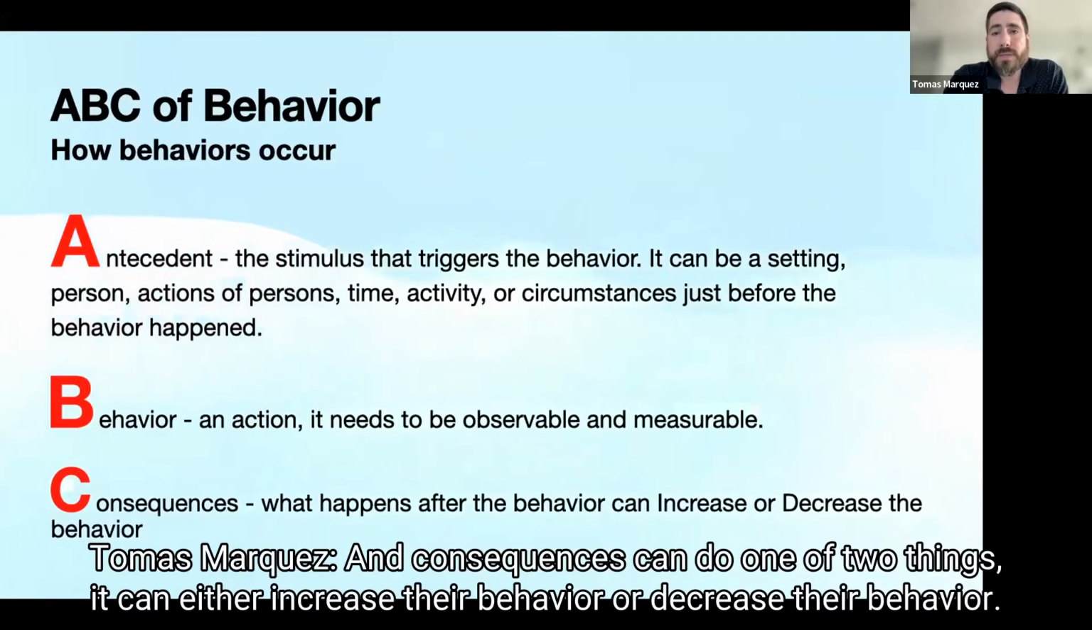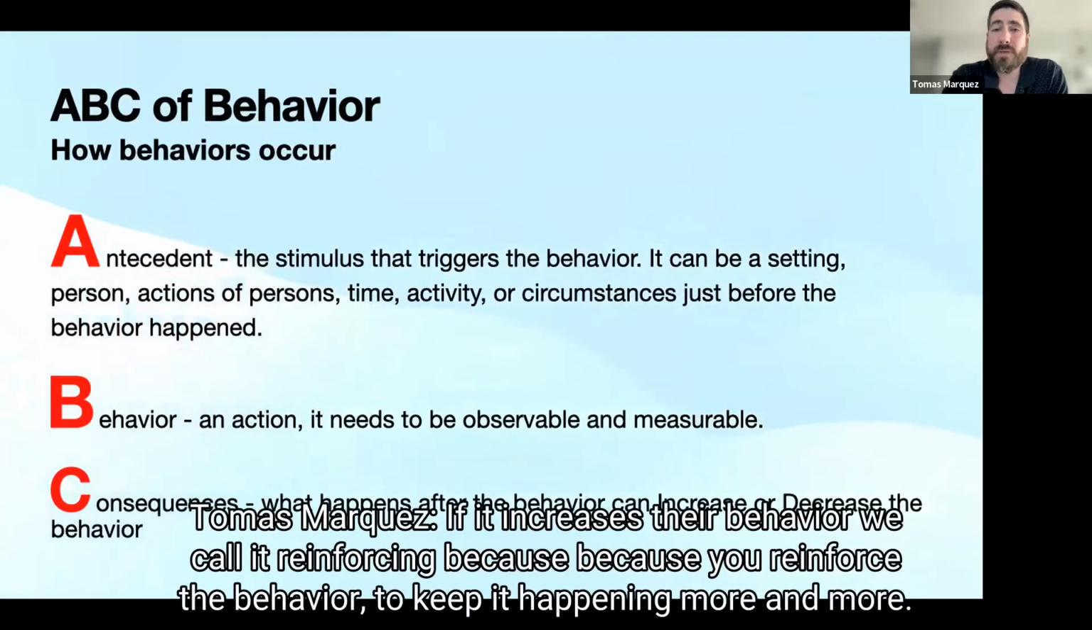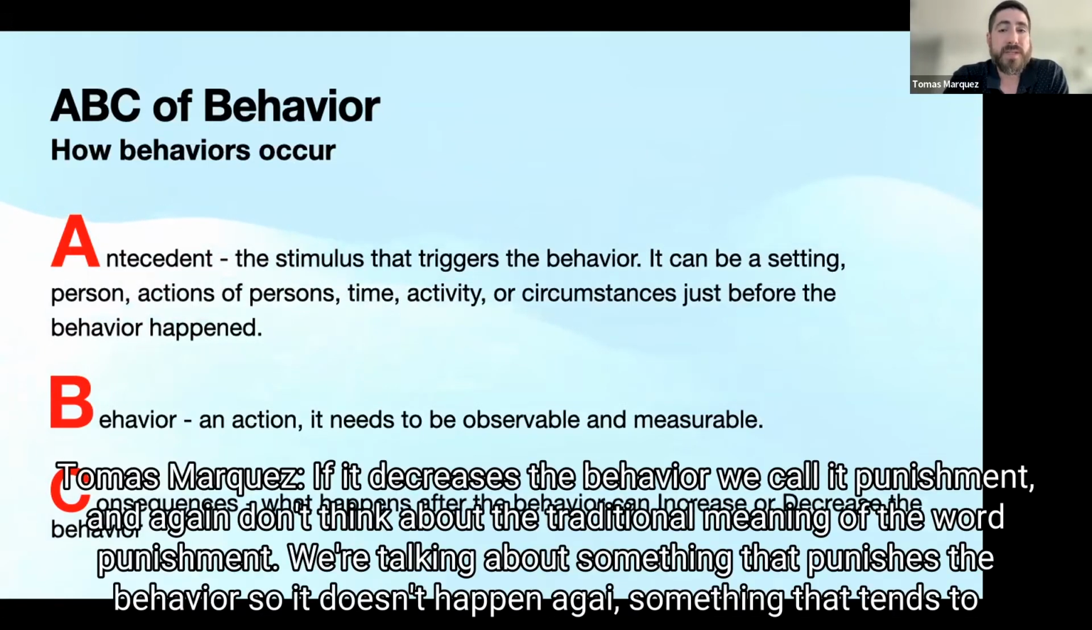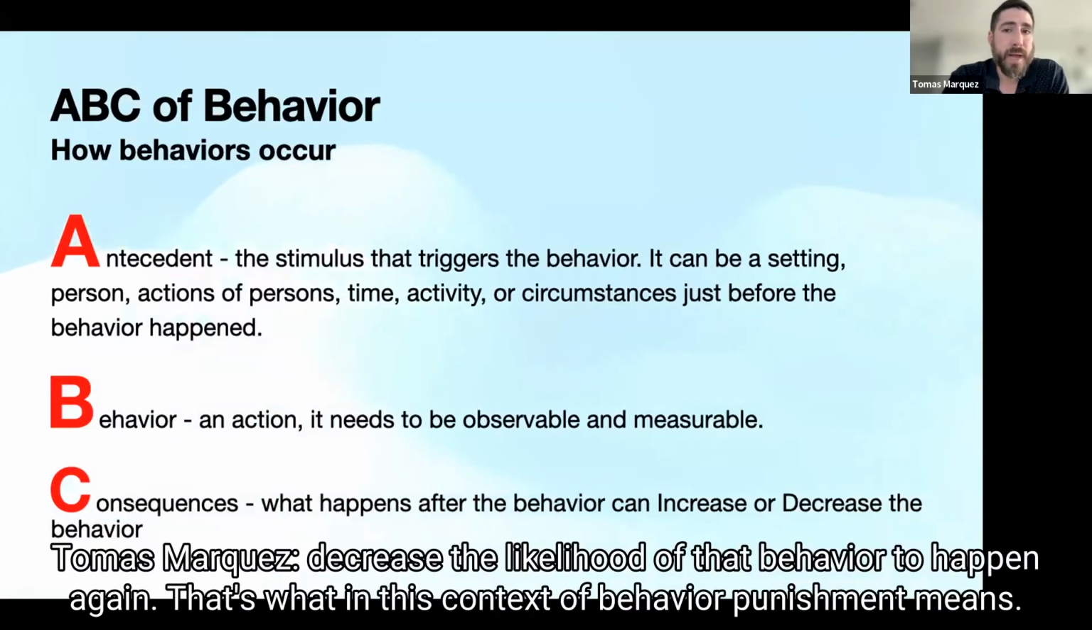And consequences can do one of two things. It can either increase the behavior or decrease the behavior. If it increases the behavior, we call it reinforcing, because it reinforces the behavior to keep it happening more and more. If it decreases the behavior, we call it punishment. And again, don't think about the traditional meaning of the word punishment. We're talking about something that punishes the behavior so it doesn't happen again, something that tends to decrease the likelihood of that behavior to happen again. That's what, in this context of behavior, punishment means.